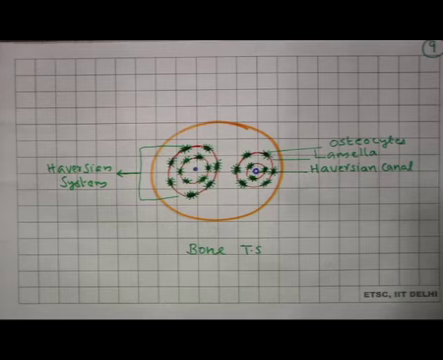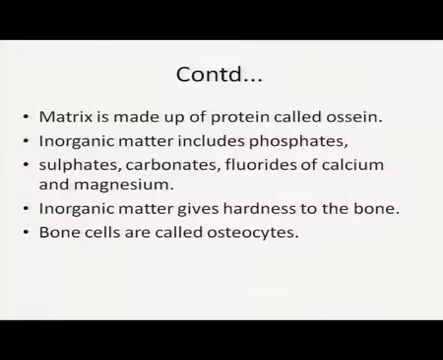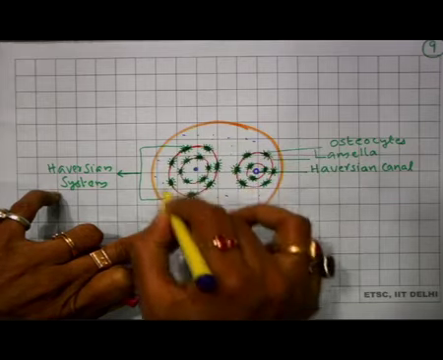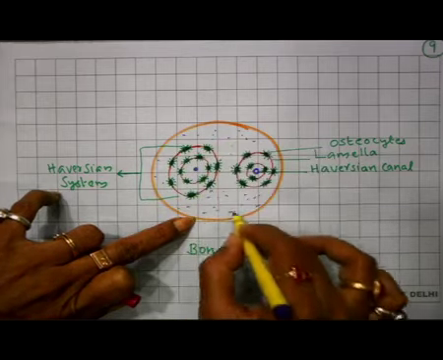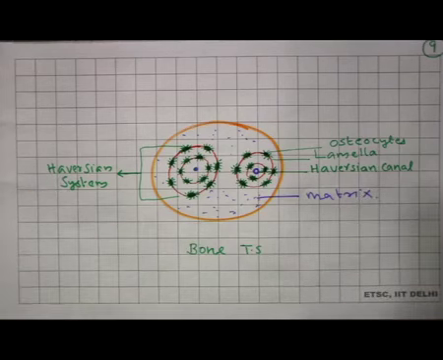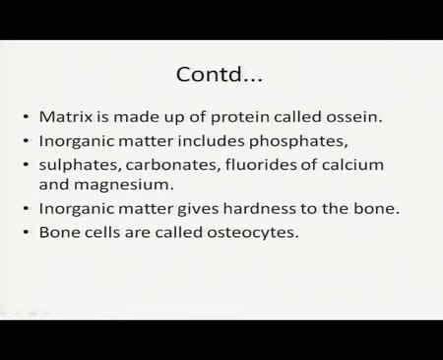The matrix is made up of protein, and this protein is called ossein. So, the matrix is made up of protein, and that protein is ossein in the case of bones. Now, it contains inorganic matter which includes phosphates, sulfates, carbonates and fluorides of calcium as well as magnesium. The inorganic matter gives hardness to the bone.